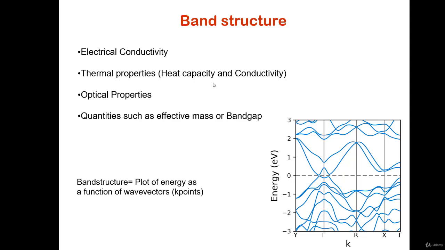The band structure is one of the central concepts in solid-state physics. Many fundamental properties of a solid can be understood with the help of the band structure. For example, electrical conductivity, thermal properties, optical properties, and quantities such as effective mass or band gap energy. Indeed, the band structure is the plot of energy as a function of wave vector or k point, as you can see in this figure.